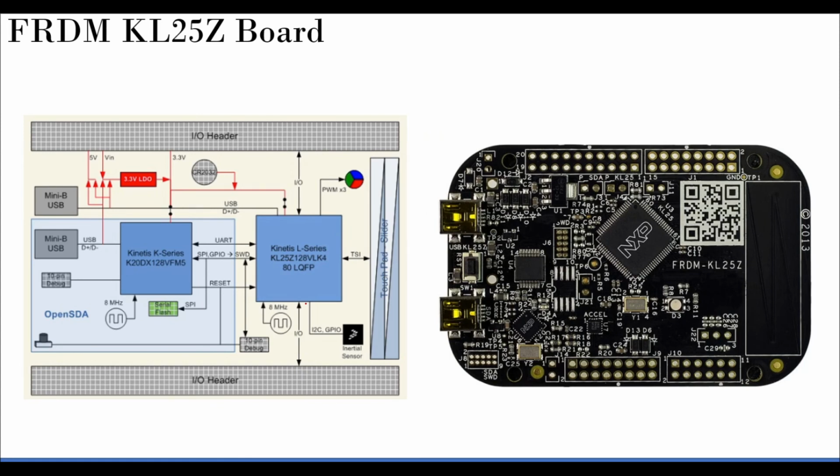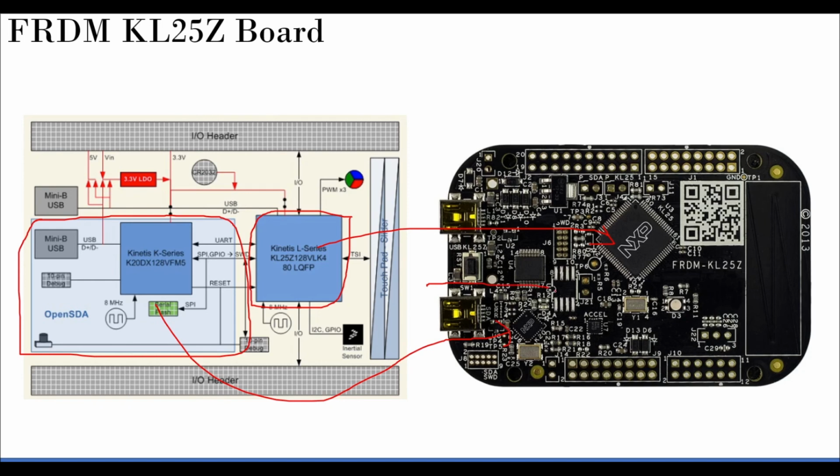So it's very important that we once again get familiarized with this. I just reiterate, the major processor is actually right here, the 128 GB KL25 on the Freedom board. And then you have a debug section which you will be using to debug, and that is actually in this part.